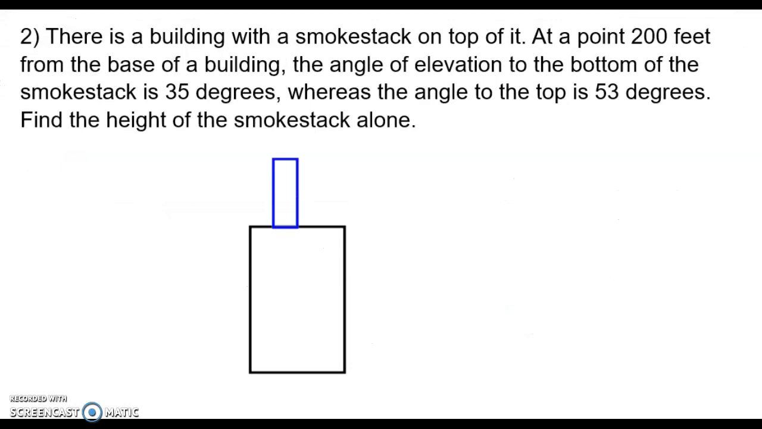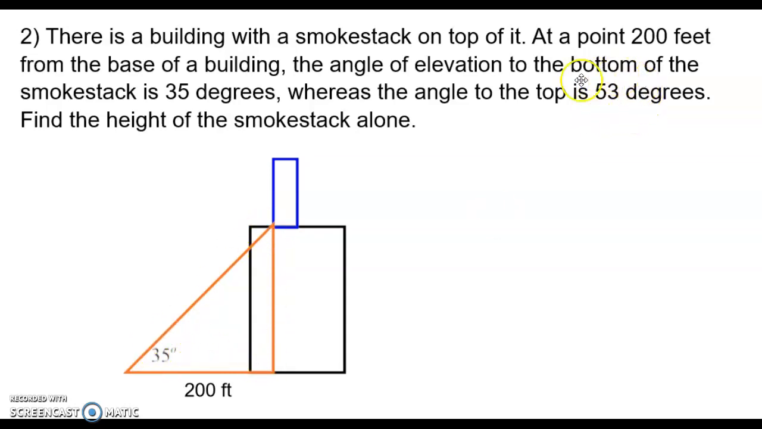Numbers 2 and 3 are a little more complicated. Number 2: there is a building with a smokestack on top of it. At a point that is 200 feet from the base of the building, the angle of elevation to the bottom of the smokestack is 35 degrees, whereas the angle to the top is 53 degrees. We want to find the height of the smokestack alone. I drew my first right triangle with the information given. We're at a point 200 feet away, and the angle of elevation to the bottom of the smokestack is 35 degrees. That's that information right there.